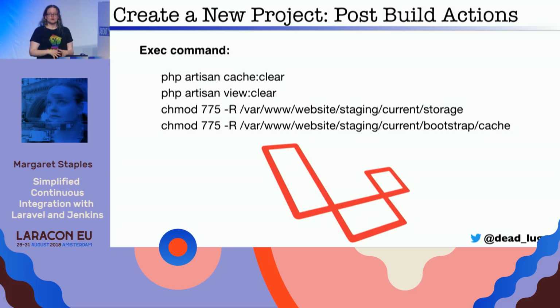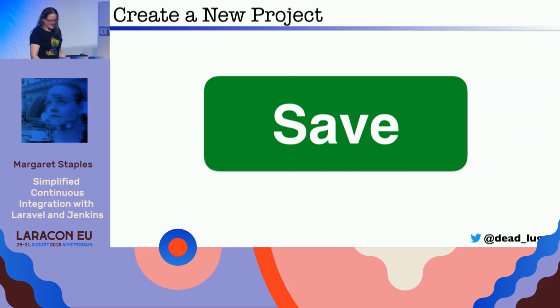All right, then we're going to do our Laravel magic. We're going to clear the cache. We're going to clear the view cache. We're going to make sure that we've done change mod on the storage and the bootstrap cache directories. And change mod commands can't be run before this stuff is in the current directory because the current directory is the one with the consistent name, and therefore that's the one we are able to put into that sudoers file to be as specific with our exceptions as possible. Then we click save.